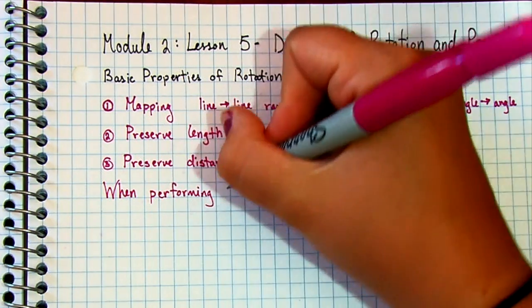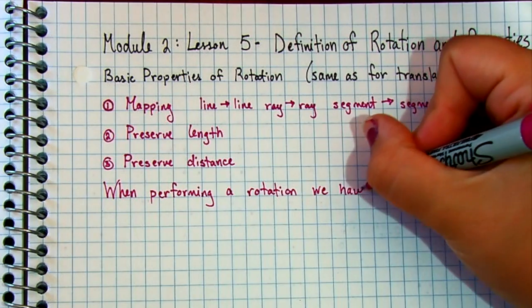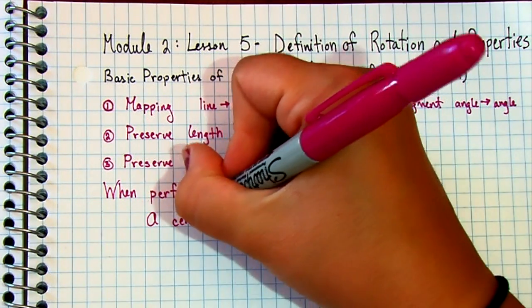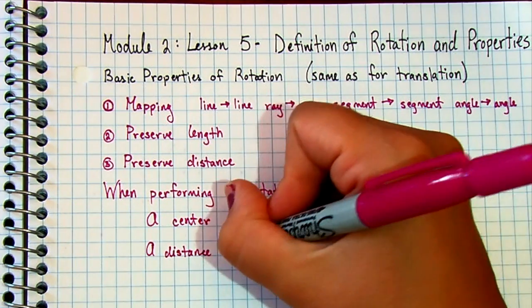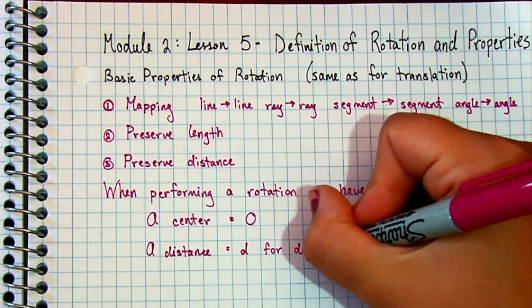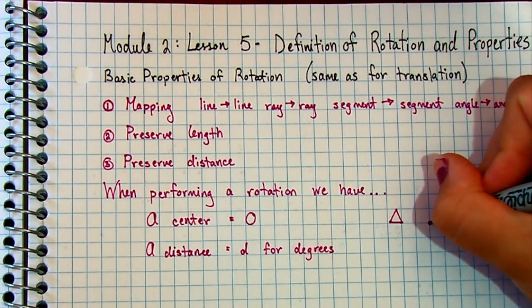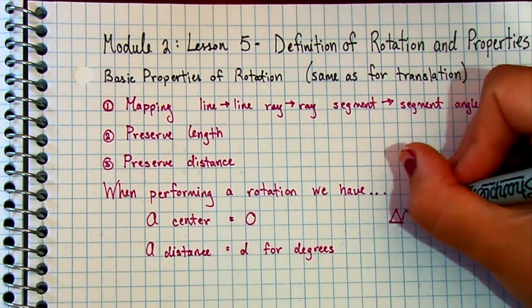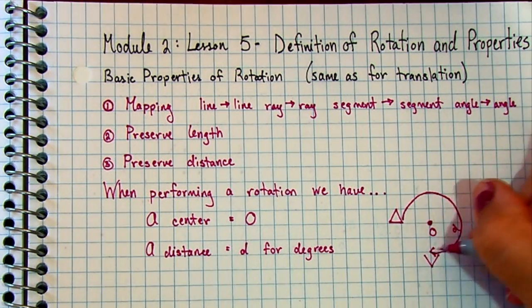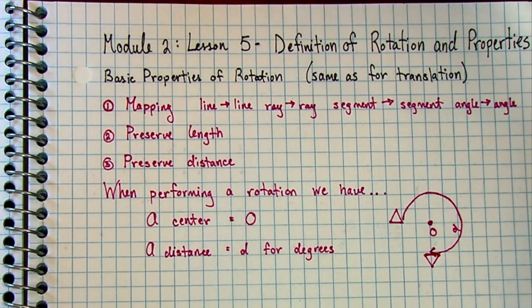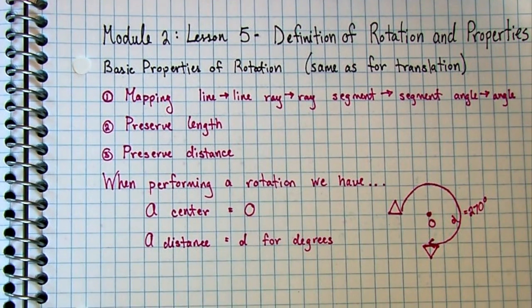When performing a rotation, we have two important things that we need to keep track of. The first is a center, and the center of the rotation is usually marked as an O. And the second is the degrees of our rotation, and we usually write that as the letter D for the degrees that we're going to rotate. So for example, if I have this little triangle and I want to rotate it around my center O, I would rotate it a certain number of degrees, which is D. In this case, I'm making my degrees 270, and it would show that rotation.